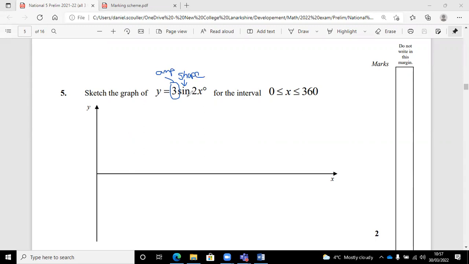So we need to know the milestones for the graph of sine, cos and tan between 0 and 360. Where does it start? Where is the maximum? Where does it cross x? Where's the minimum? Where does it finish? We need to know them for sine and cos. And then the number in front of the x is your phase. How many complete waves are we getting between 0 and 360? We're getting 2 complete waves. That means our milestones we're dividing by 2.